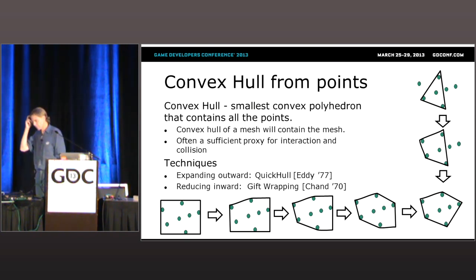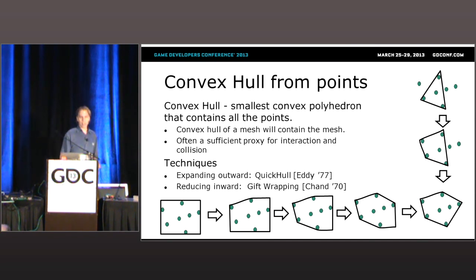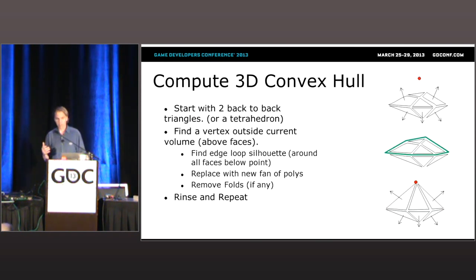Well, so how do you do that? This is something that people have been doing for like 40 years now. And there's two general categories of approaches for generating convex hulls. You can start with a big bounding box, and you kind of shrink it down and slice it, chop it, whatever, until you get something that tightly fits all your points. Or you can start really small with maybe a couple of back-to-back triangles or a tetrahedron, something convex, and then you add points to it, keeping it convex as you grow it out until you've grown it out to contain all your points.